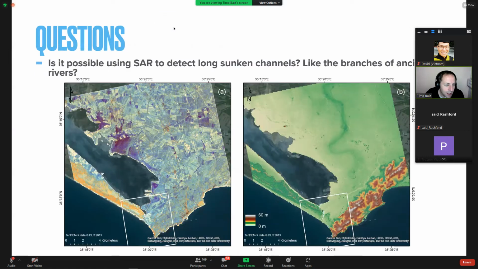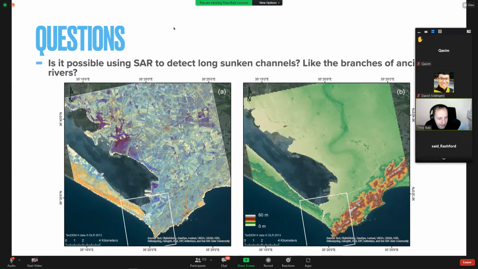Okay. Is it possible using SAR to detect long sunken channels like the branches of ancient rivers? I did like that question because actually there is some work some colleagues and friends of mine did on this. I forgot the name. It's some site in Turkey where they actually worked on that topic.